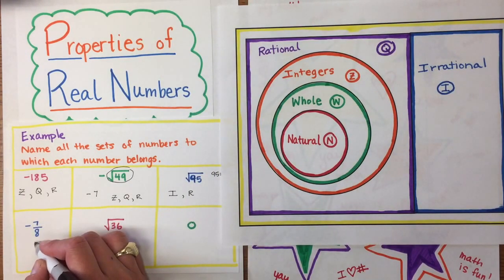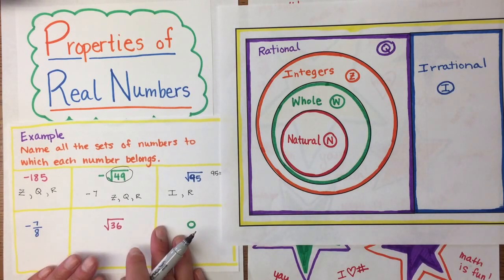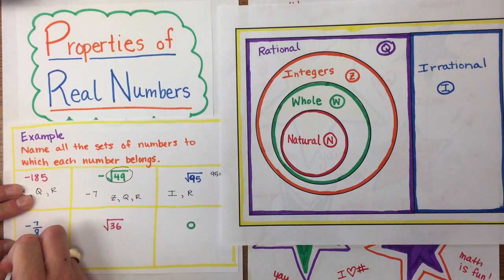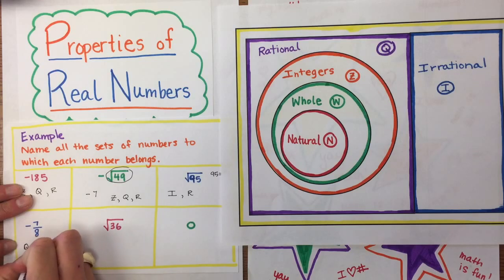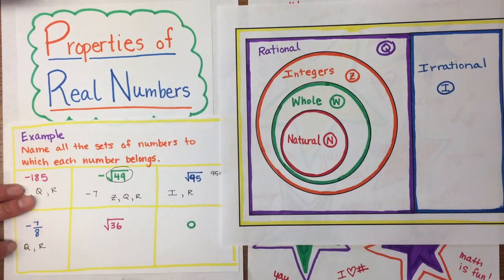Negative 7/8 is a ratio of two integers, so this is going to be a rational number. All rational numbers are also real.